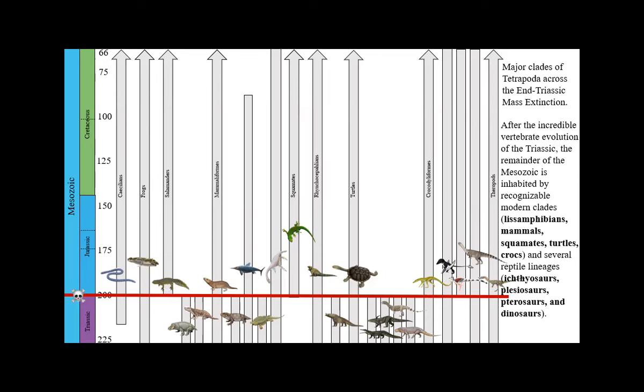Because if there's not this massive volcanism, if there's not an extinction here, I don't believe that all of these would just all of a sudden go away for another reason. So these abiotic events can really sculpt vertebrate evolution.